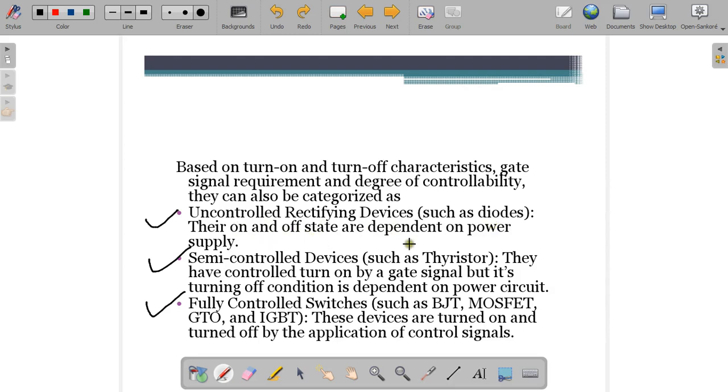Their on and off states are dependent on the power supply, while semi-controlled devices such as the thyristor have controlled turn on by gate signal, but it is not capable of turning off. You can't control the turning off of the thyristor. It is dependent upon the power circuit. While the fully controlled switches such as BJT, MOSFET, GTO and IGBT can be turned on and turned off by the application of control signals.